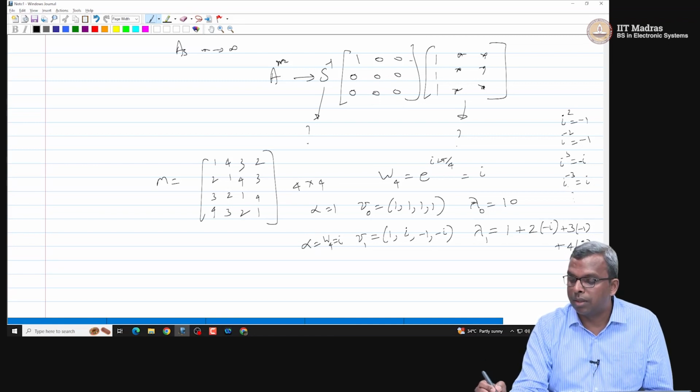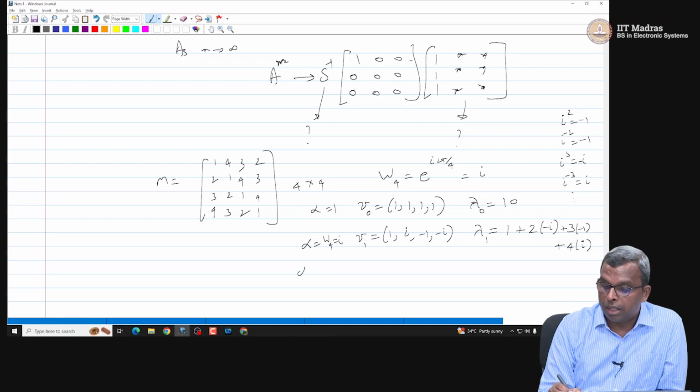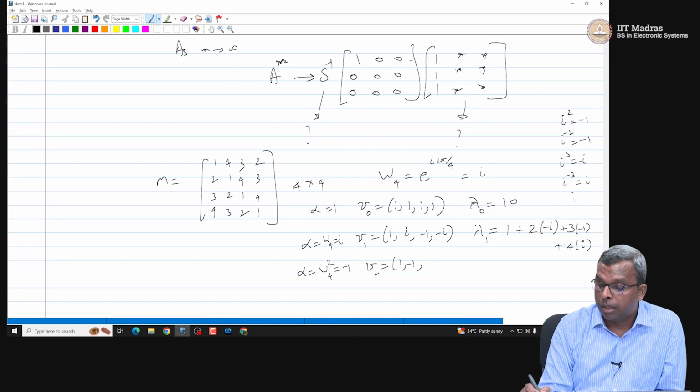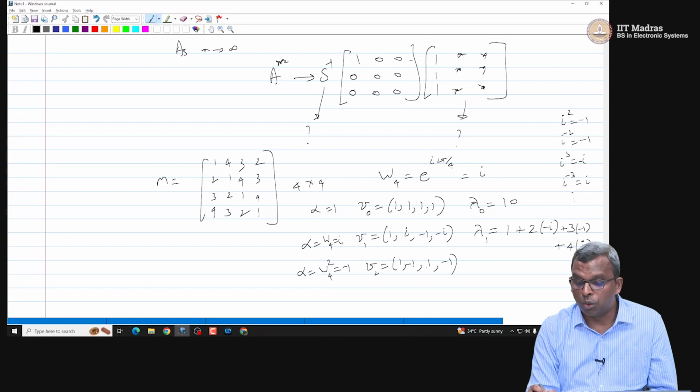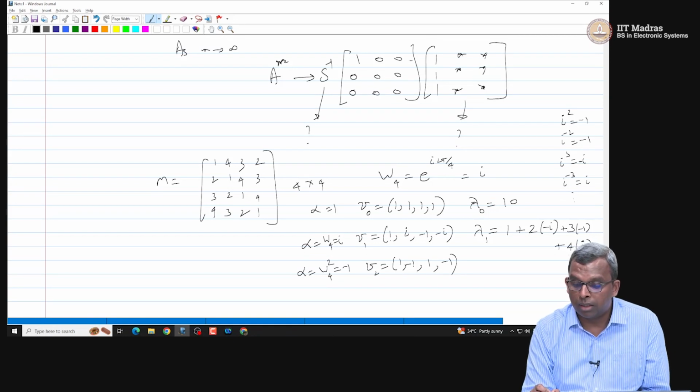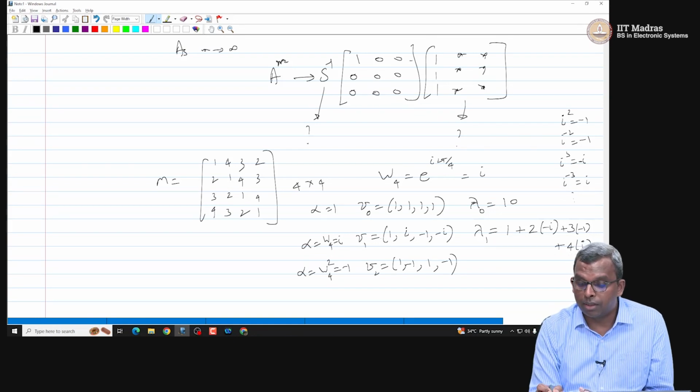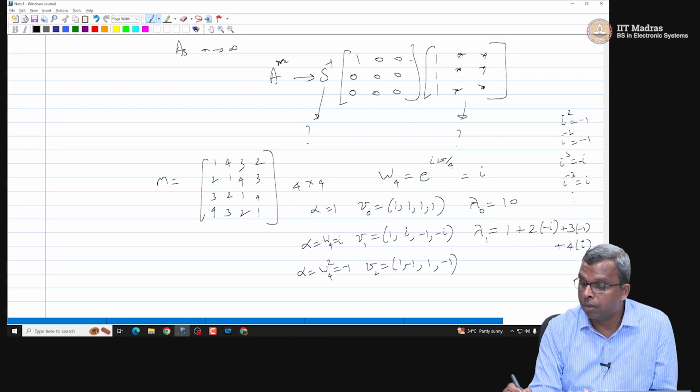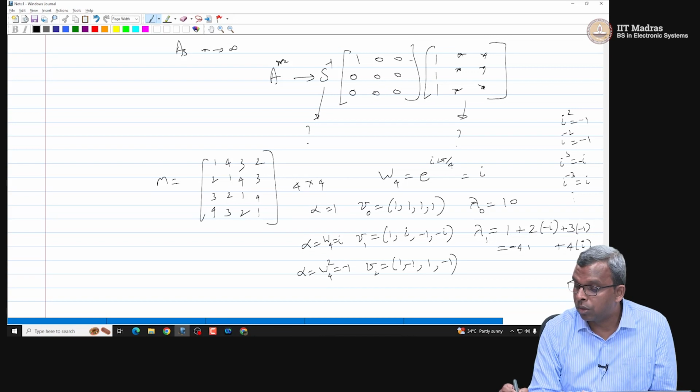So you can just do that math a little bit. Then you have alpha equals W4 squared, which is i squared, which is minus 1, right? So you will have V2 being 1, minus 1, then minus 1 squared, which is 1, minus 1 cubed, which is minus 1. So this is easy to do. Another way to get the eigenvalue is just to find the first coefficient. So this should be 4i minus 3 minus 2i plus 1, right? So, if you want to write it down, it is minus 2 plus 2i.